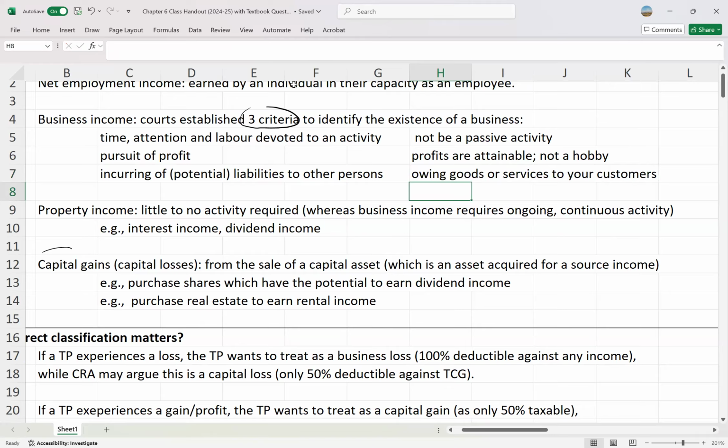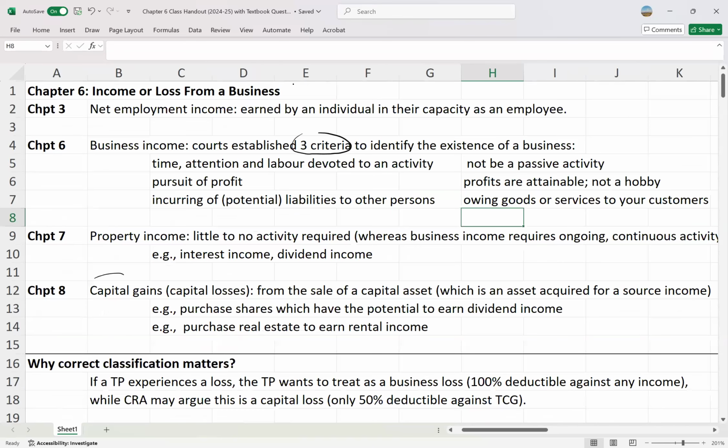And one of the reasons why is that business income usually has a lot more allowable deductions and expenses versus other types of income. If you remember from chapter 3, when we talked about net employment income, there were very few expenses that an employee could deduct. But with business income, there are a lot more expenses that are deductible for income tax purposes.